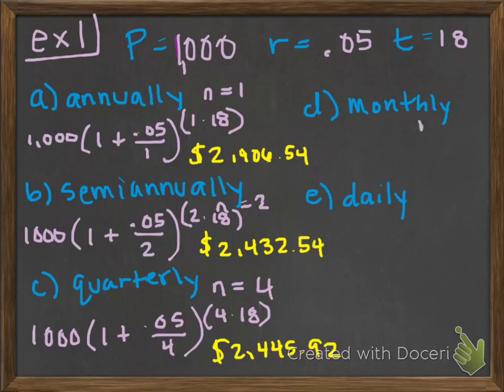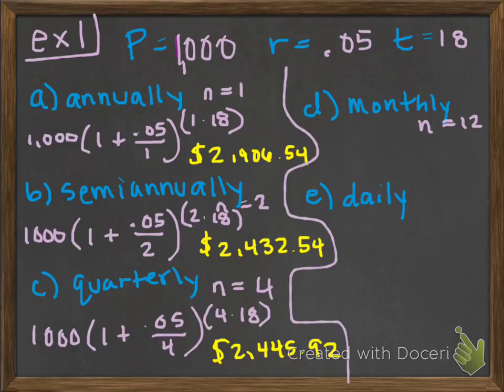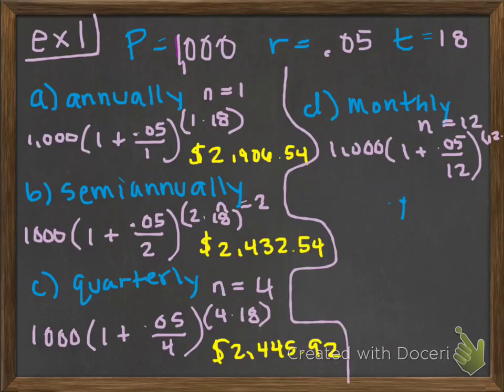So 2 more. Letter D says monthly, so your n is now going to be 12. So we'd have 1,000 times the quantity of 1 plus 0.05 divided by 12, raised to the 12 times 18. And when I do that, we get our final answer of $2,455 and 1 cent.